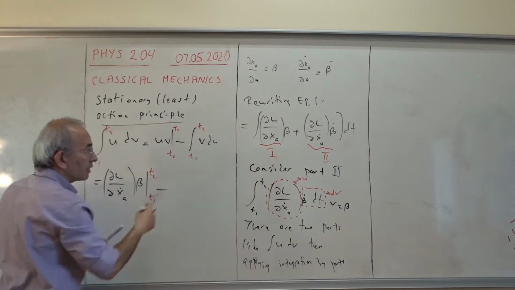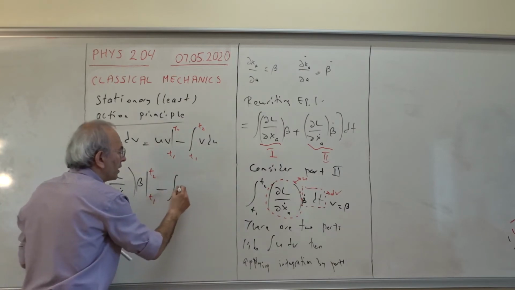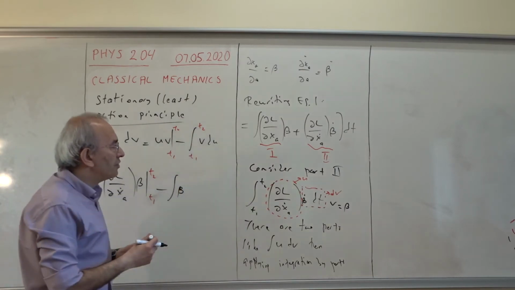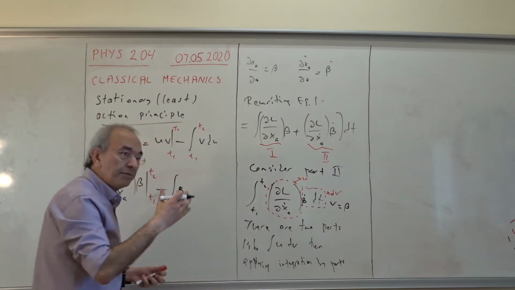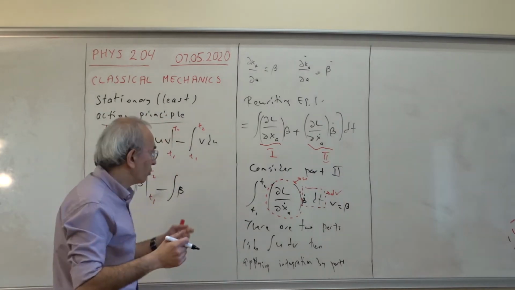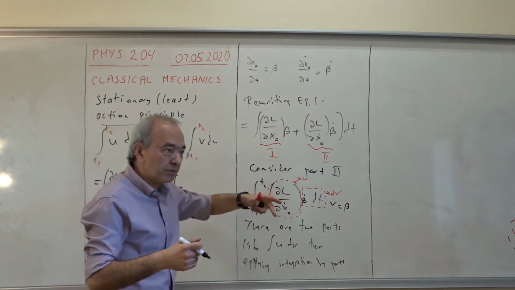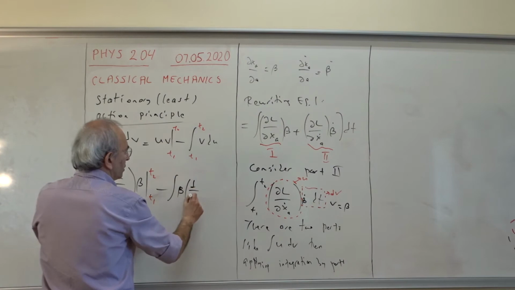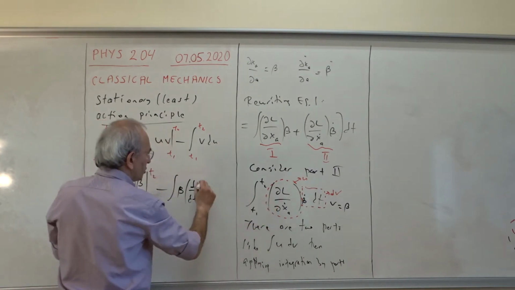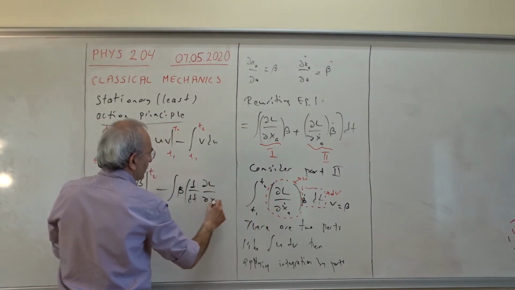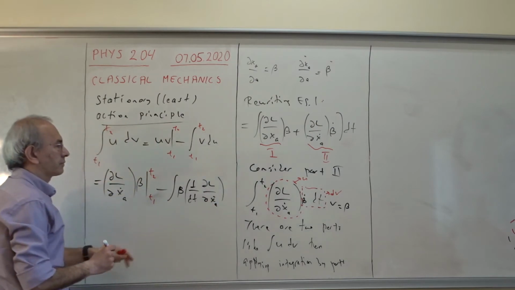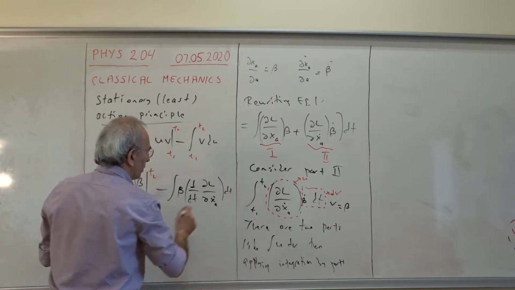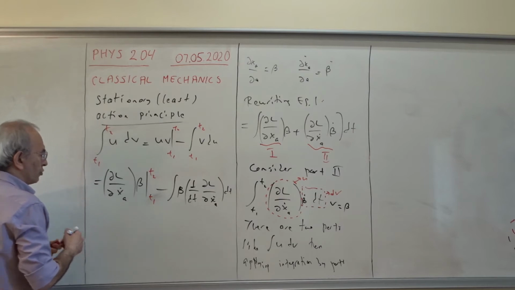Next, we have this second part. Again, we have a beta for this v, and du is simply the time derivative, because if you take the derivative, it becomes a derivative with respect to time. So we have the second part, d by dt of this part, which is del L by del xa dot, and a dt.